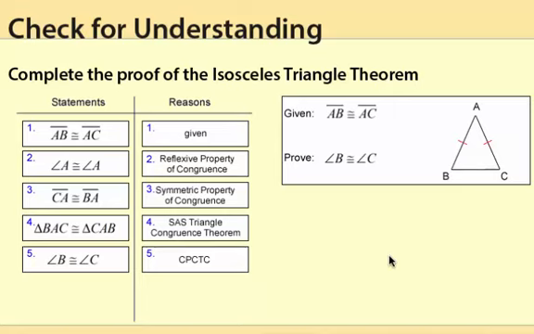Okay, so there you have it, a proof of the Isosceles triangle theorem. And it's a rather unusual proof in that you use the same triangle in two different representations, where you have triangle BAC and triangle CAB.